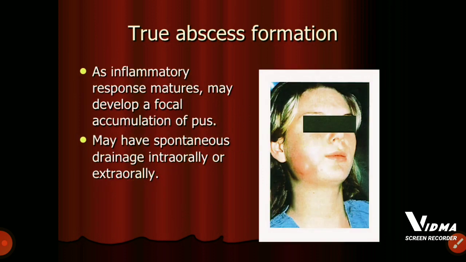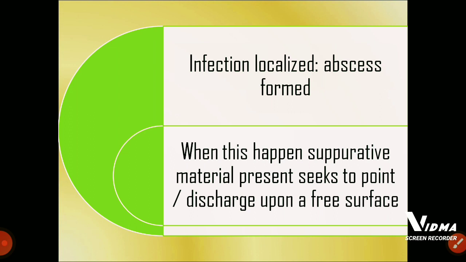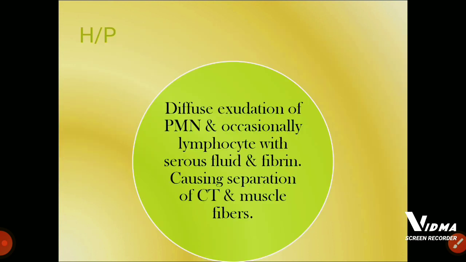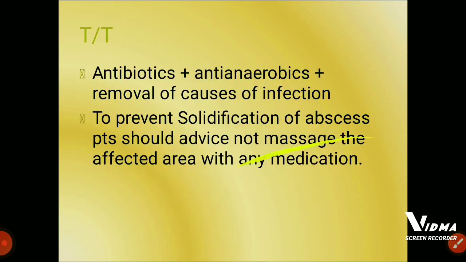The initial has no abscess, the final has a true abscess formation. Then the infection is localized and an abscess is formed. When this happens, suppurative material points and discharges upon a free surface. Discharge takes place. Then what do we see in histopathology? In the histopathology slide we will see neutrophils. In the connective tissue we see lymphocytes, collagen fibers, and muscle fibers as well.